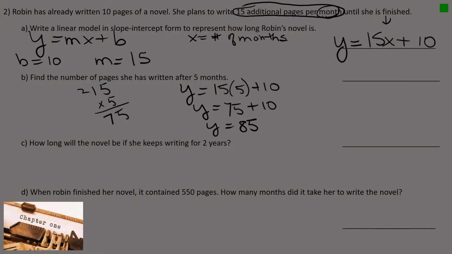So in 5 months, she'll have 85 pages written. Makes sense. She's already got 10, and she writes 15 every month. So in 5 months, she's going to add 75 new pages, but she already had 10.